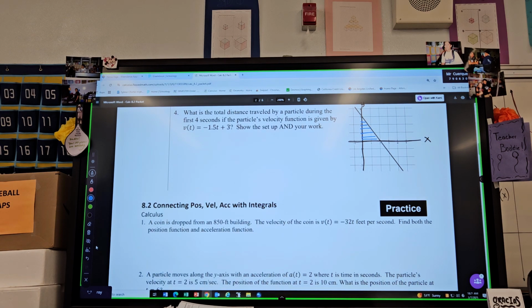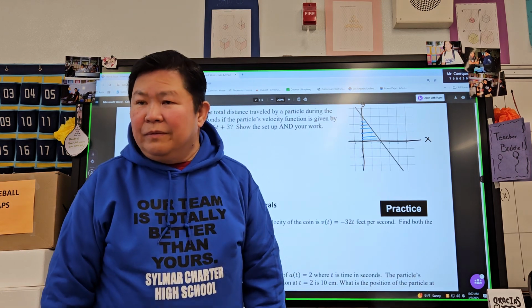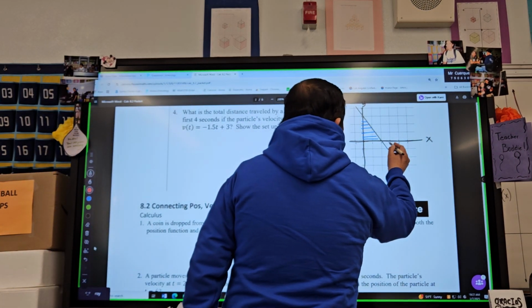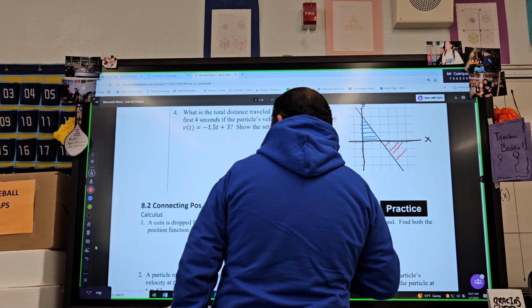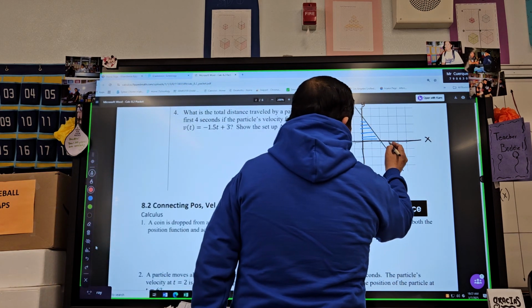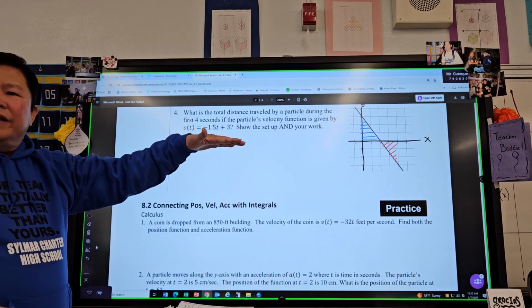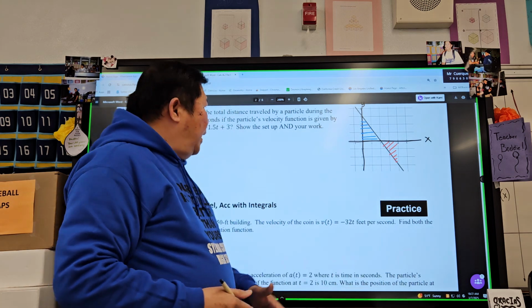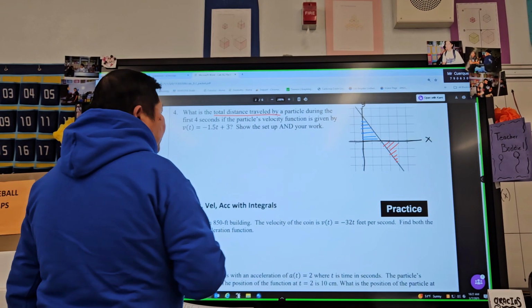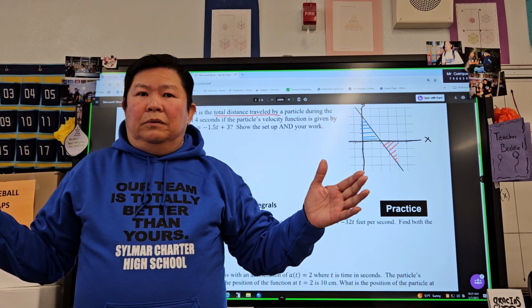In terms of velocity, what is top? Positive. Right? How about right here at the bottom? Velocity is negative until 4, sorry. It's until 4, right? Okay. So the velocity at the bottom is negative. But careful. It says total distance traveled by a particle.